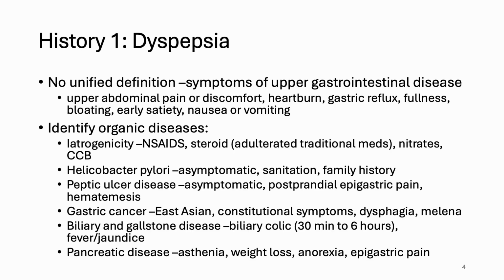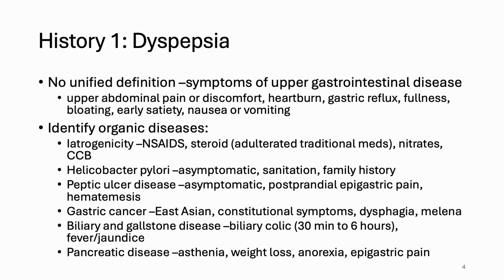Mostly it is asymptomatic, but we can get history on the sanitation and the family history of patients with Helicobacter pylori eradication. For peptic ulcer disease, it is also most commonly asymptomatic, but we can ask for postprandial epigastric pain or hematemesis. For gastric cancer, it is most common among East Asians, and you should ask for constitutional symptoms, dysphagia, or passing melanic stools.